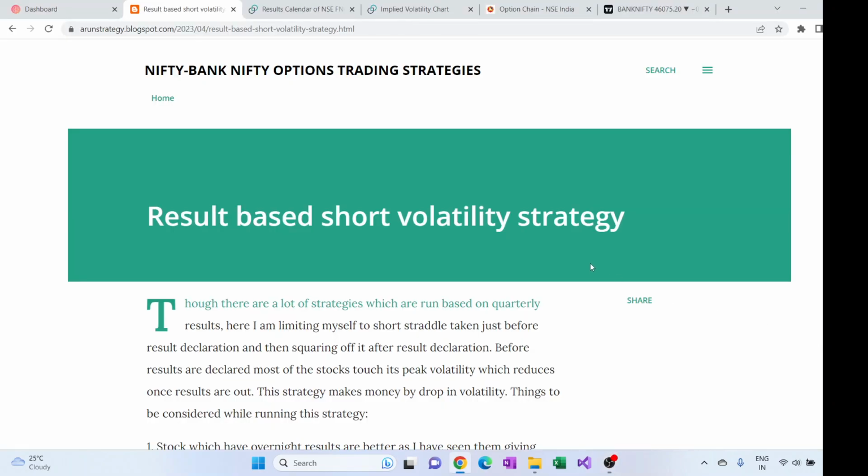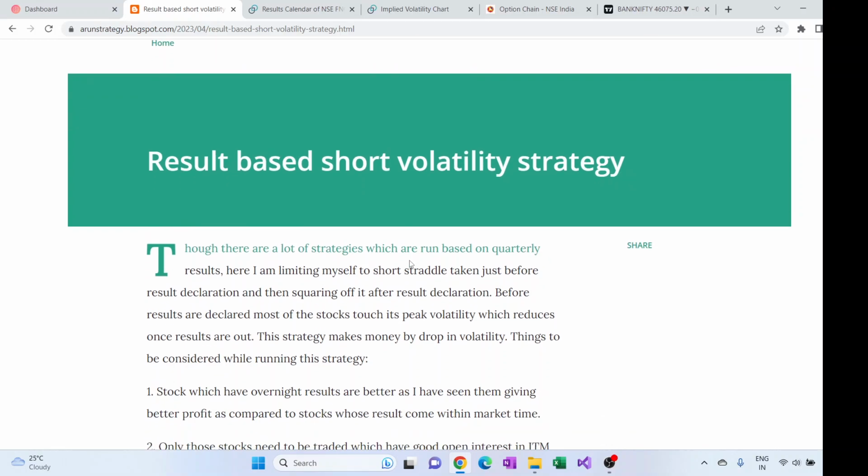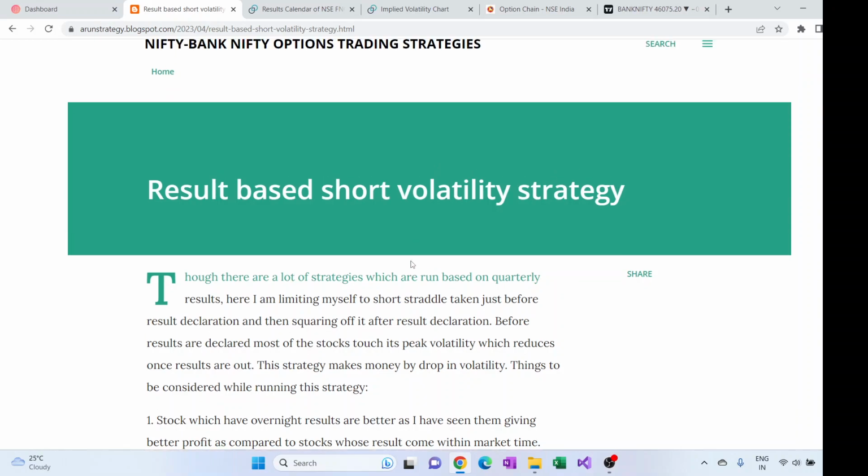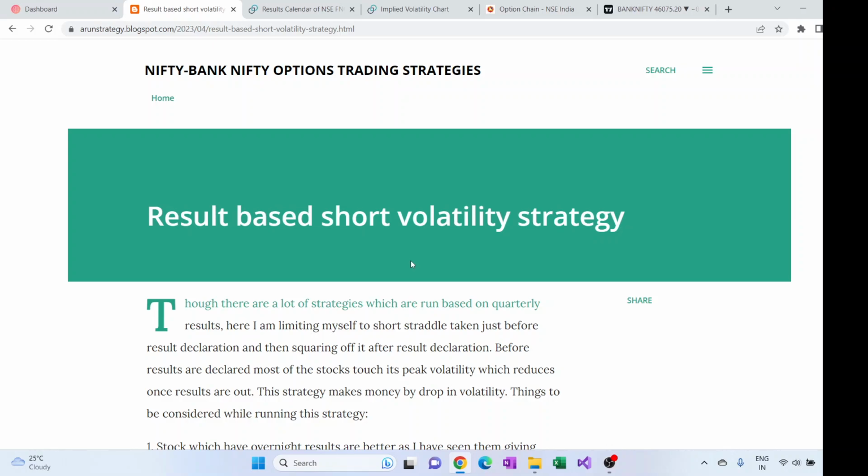Hi everyone. Today I'll be talking about the result-based short volatility strategy, which I trade during the earnings seasons. This works on the principle that once a company is about to declare its result, it will have the highest volatility, which will crash once the results are out. By selling a straddle or a strangle just before results are out, some money can be made, which is true in most cases, but there are some pitfalls also, which we'll see.